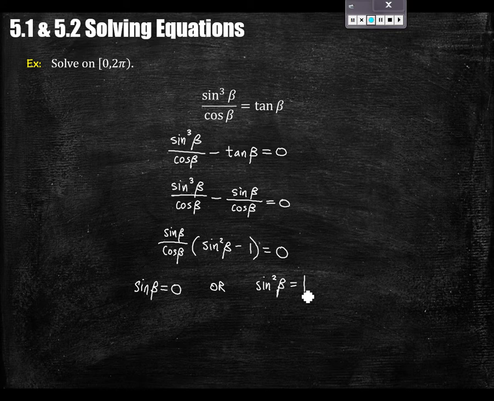We've solved this one a couple times today. Beta equals 0 and pi. And over here, sine squared beta equals 1. Take the square root. Sine beta equals 1, or negative 1. So when is that true? Pi over 2 or 3 pi over 2. You can't go to negatives because we're on this interval, remember.